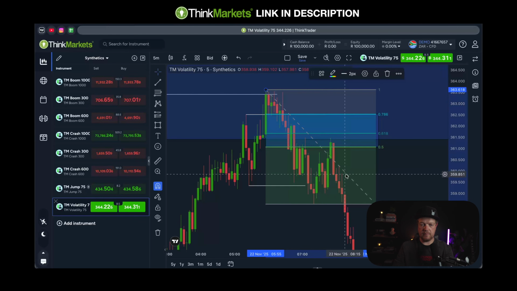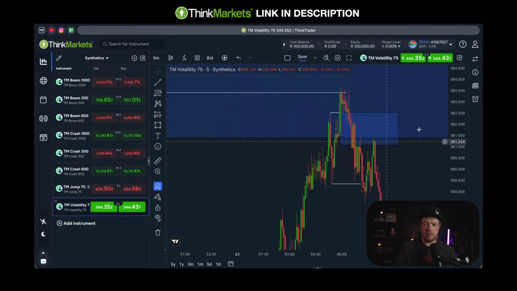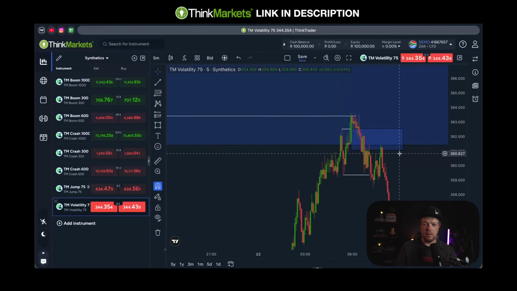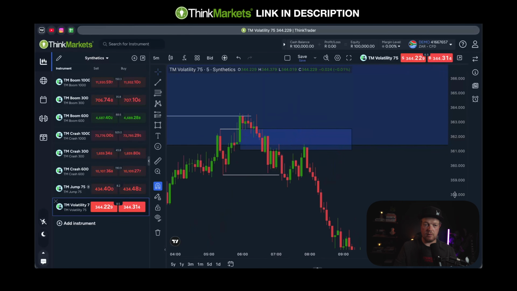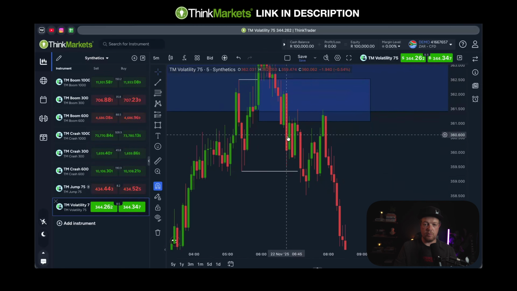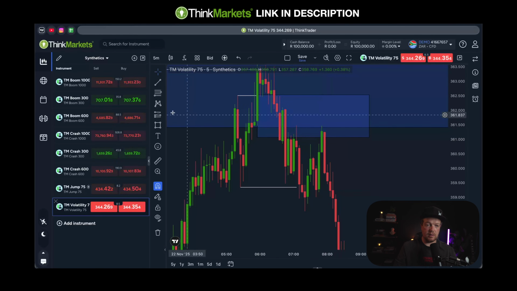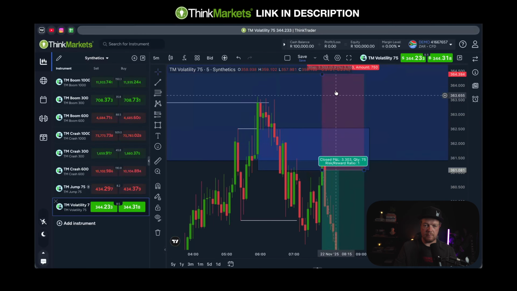Let's just delete the fib. And as you can see, we're inside of a big zone. We had the same thing happening on the 5-minute. Price broke right over here, out of here, it closed below, retraced. You can enter your trade. Literally, let's go to a short position. You can enter your trade right over here.